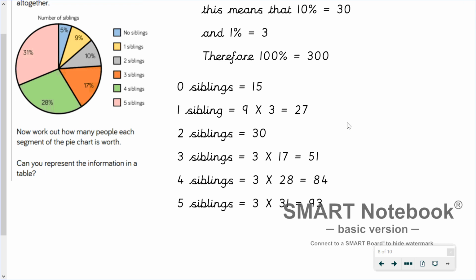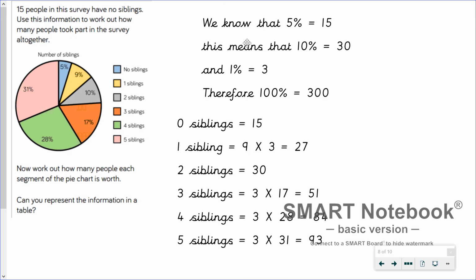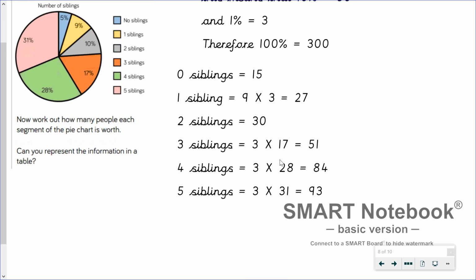So there are your answers there. To the first bit, total number was 300. And then how many people each segment's worth is all here. So 15, 27, 30, 51, 84, 93. Hopefully we did okay on that one.